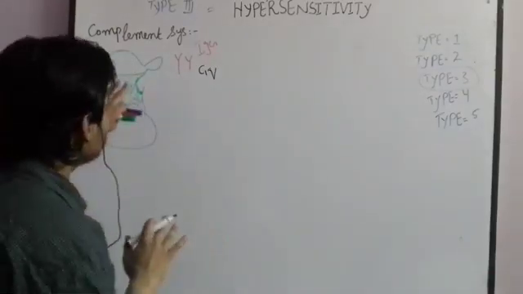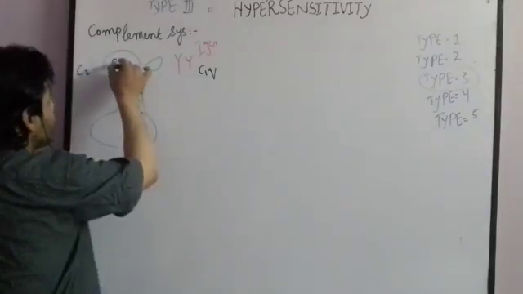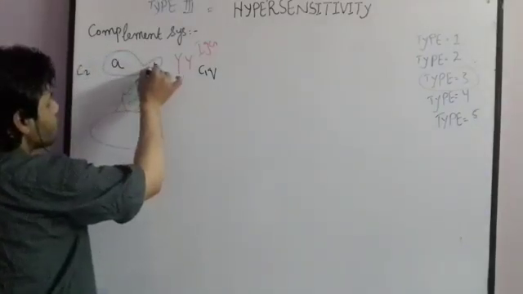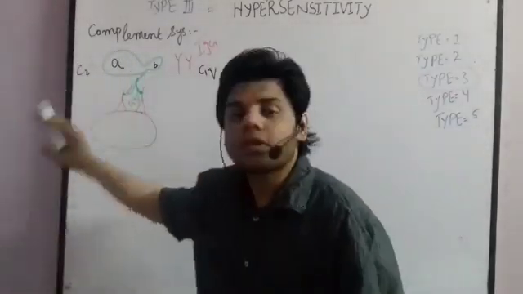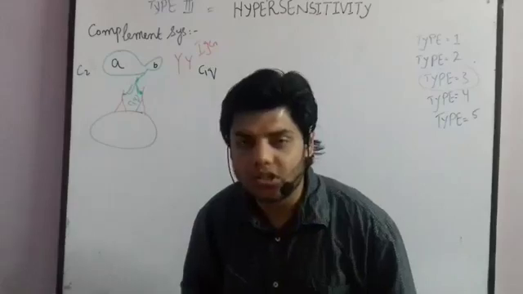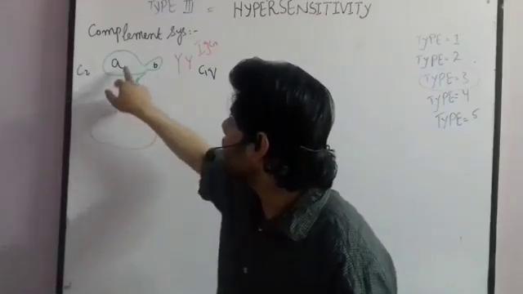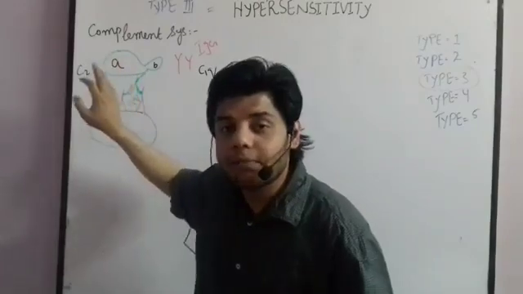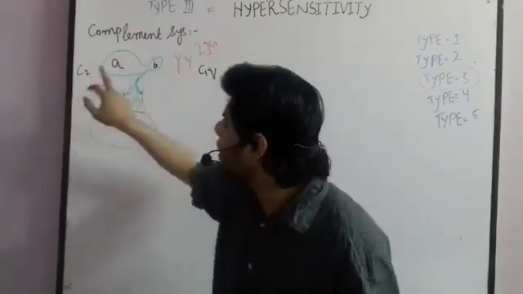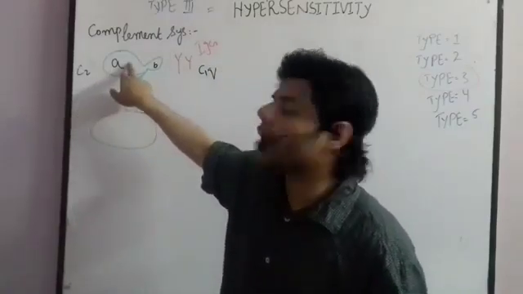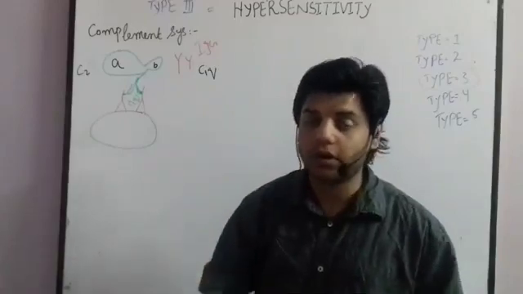Now this C2 protein has two subunits, a large subunit and a small subunit. Except for C2, the proteins C4, C5, and C3 have two subunits, where the large subunit is b and the small subunit is a. But only in the C2 case the large subunit is a and the small subunit is b. This is a very important concept.